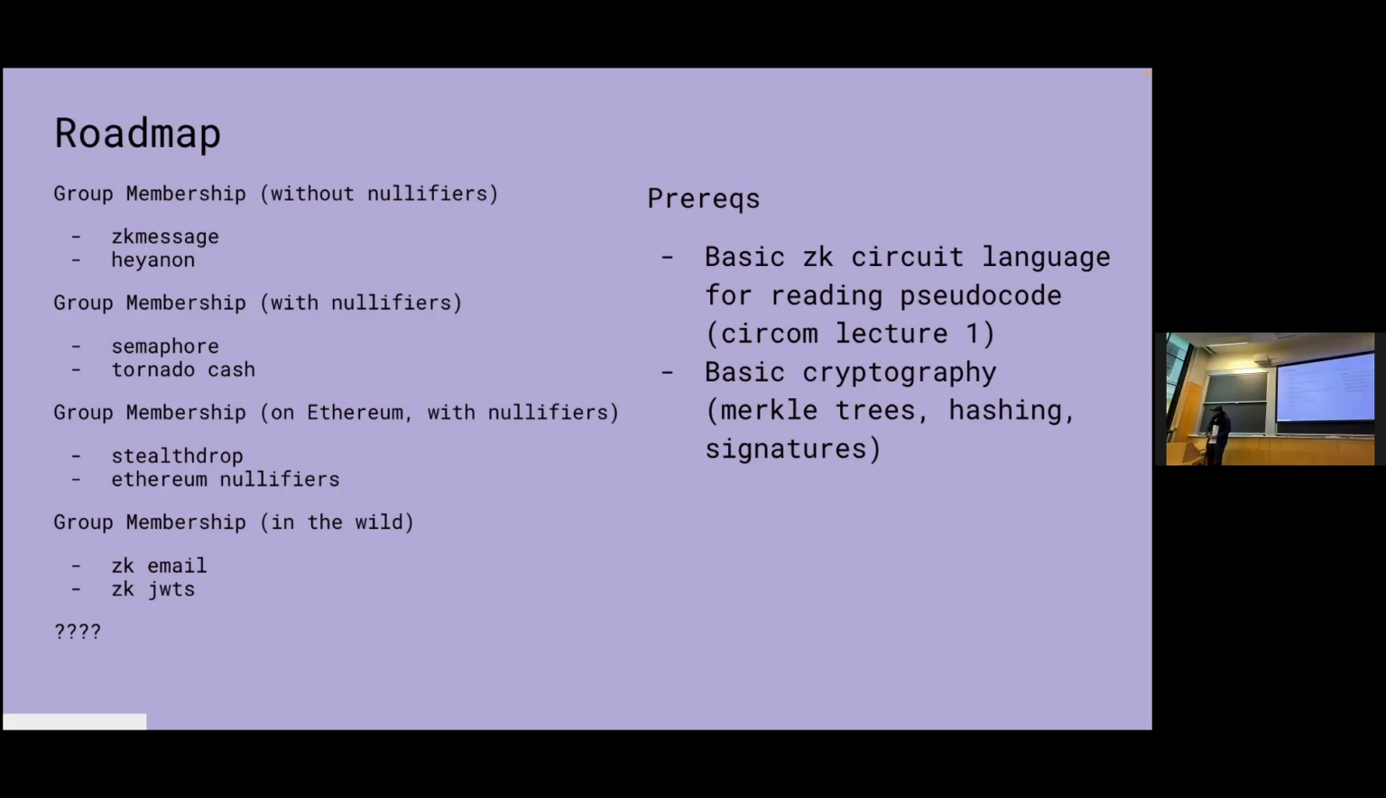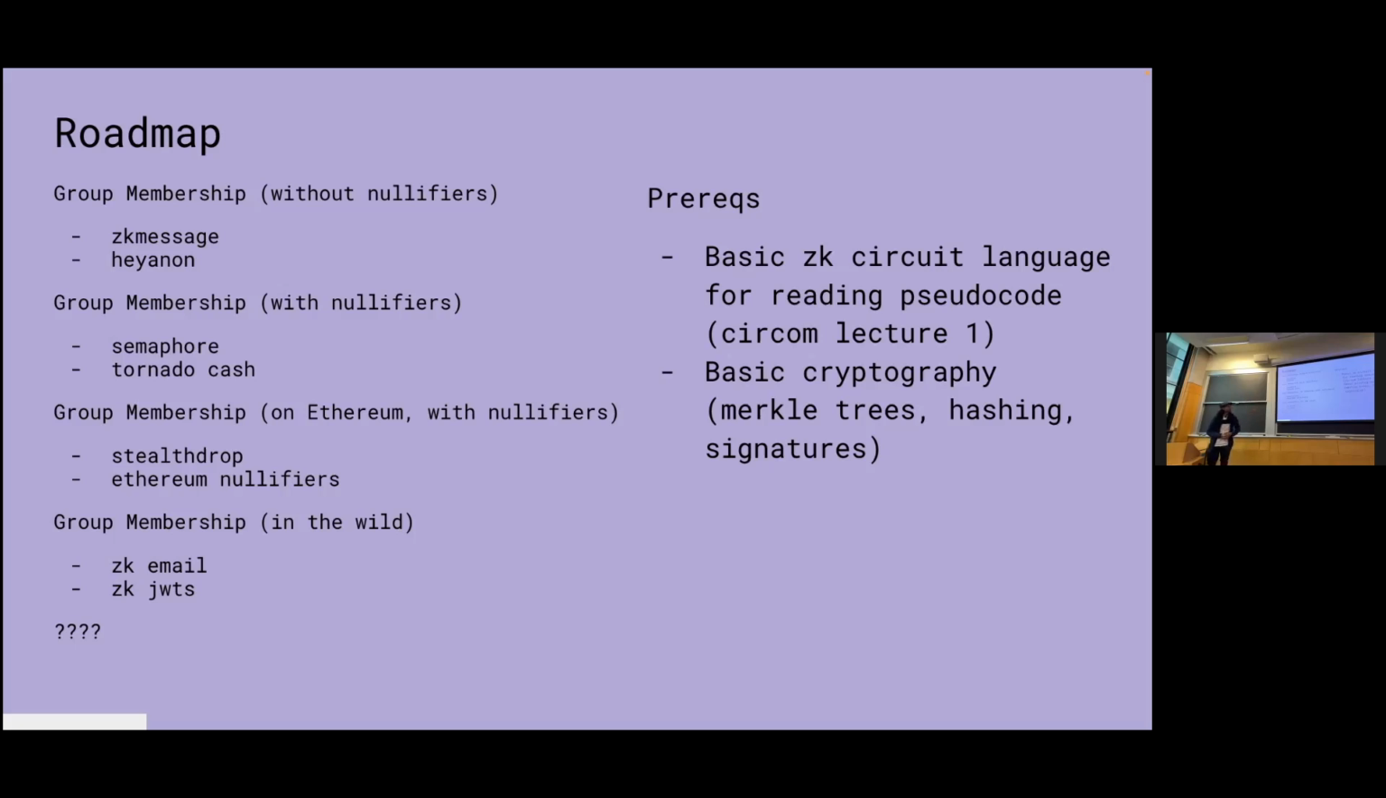So how we're going to do this is we're going to go through some constructions in roughly increasing order of complexity. We're going to start with a super simple ZK message board, some extensions, Hey Anon. We're going to go into what nullifiers are and how that unlocks some new interesting primitives. Then we're going to try to add Ethereum in and combine Ethereum and nullifiers in interesting ways. And then we're going to shift a little bit more to ZK proofs in the wild, and how we can make ZK proofs about things that aren't related to Ethereum and aren't related to the primitives that we have before.